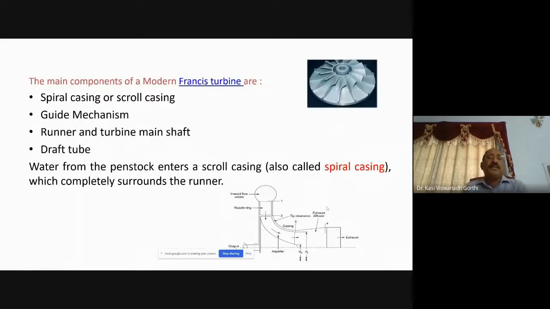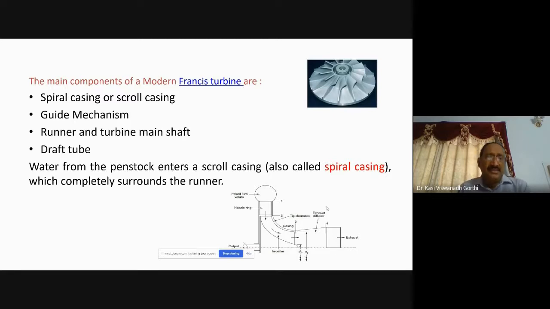So the main components of a modern Francis turbine, if you see, there is a casing, also called the scroll casing or spiral casing, which will guide the water to move into the turbine runner in the radial direction, and a guiding mechanism.